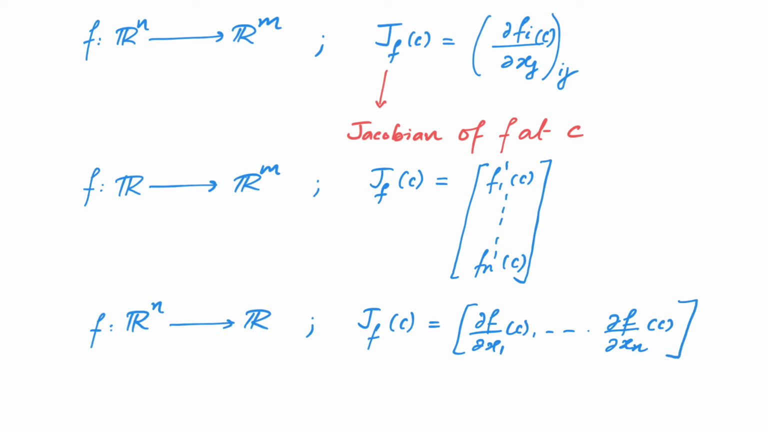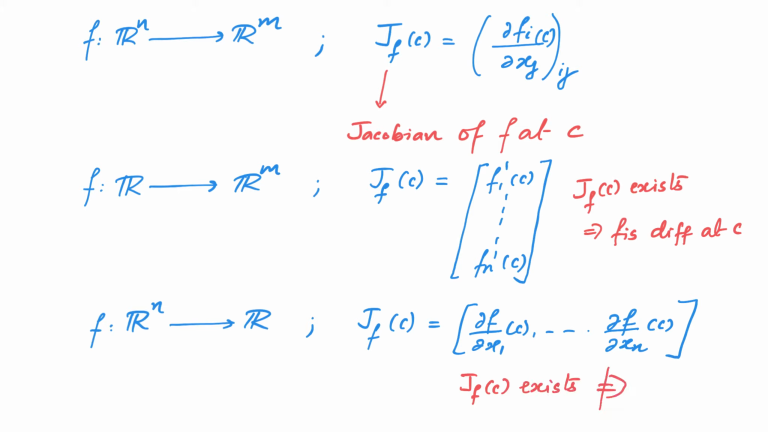Now notice something interesting. When we are studying functions f from R to Rm, the Jacobian matrix existing means that each component is differentiable, which means that f has to be differentiable. On the other hand, given a function f from Rn to R, the Jacobian matrix existing just means that the partial derivatives exist. And this does not necessarily mean that f is differentiable at the point. For the same reason, more generally we can say that if n is greater than or equal to 2, then irrespective of the value of m, we cannot conclude the differentiability of f from the existence of the Jacobian matrix.